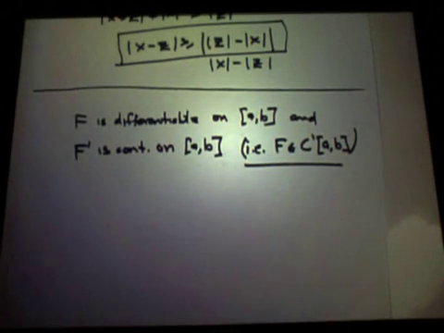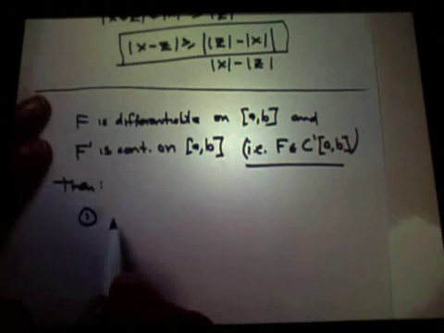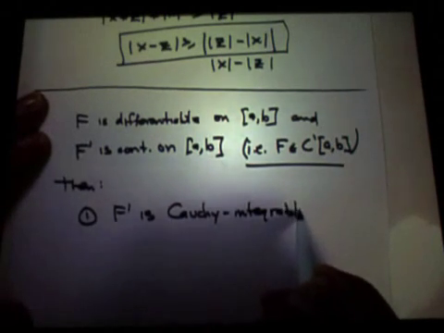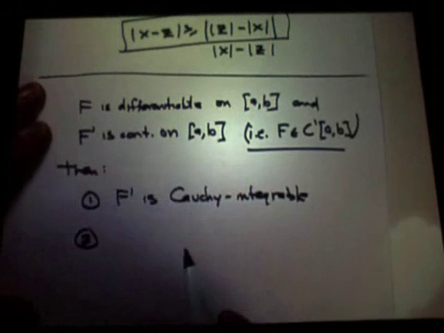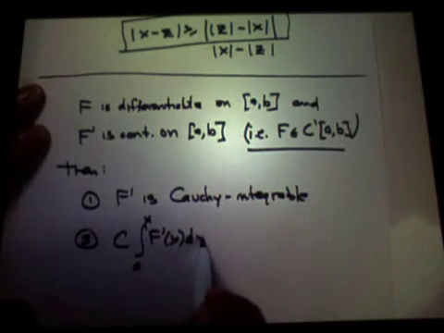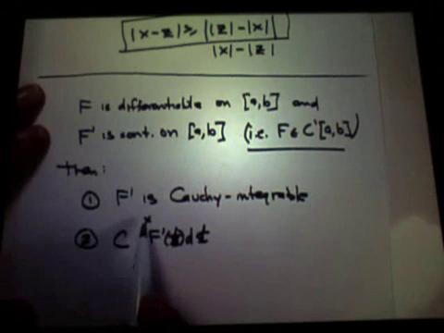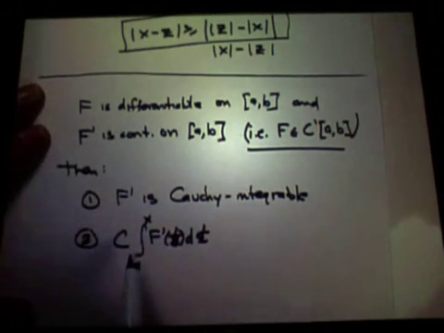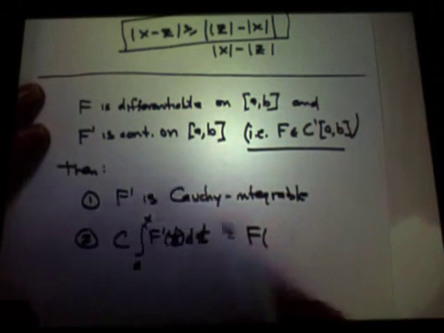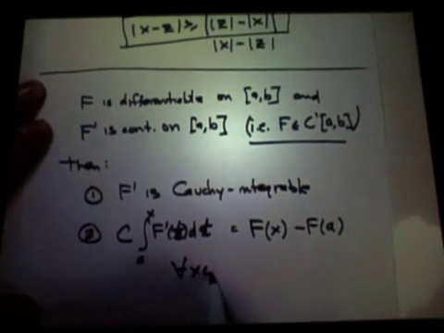Then two things happen. First of all, one, f prime is Cauchy integrable. And two, this is the real extra part of this deal, the Cauchy integral from a to x of f prime of t dt. He uses t. It's always good to use a different variable than the variable in the upper limit. The variable of integration should be different from the upper limit. It is equal to f, the primitive of f prime, evaluated at the upper limit minus the primitive evaluated at the lower limit, for each x in [a, b].